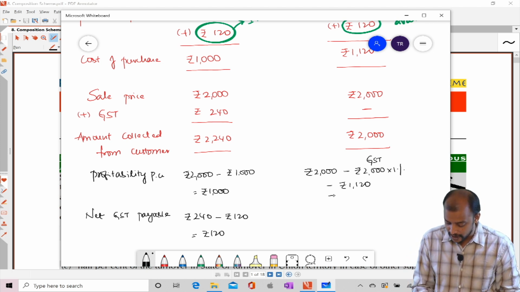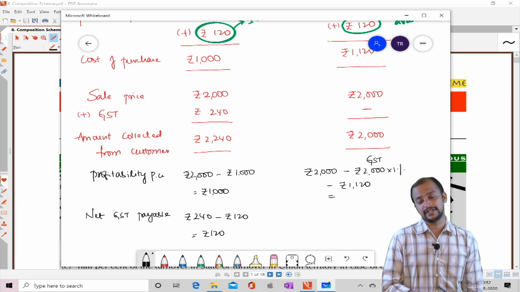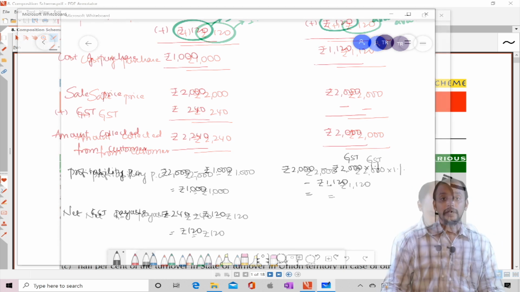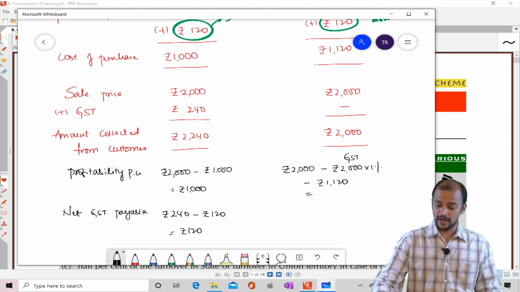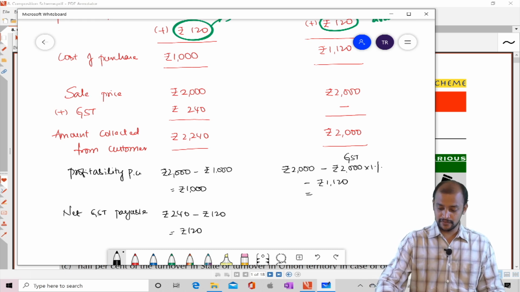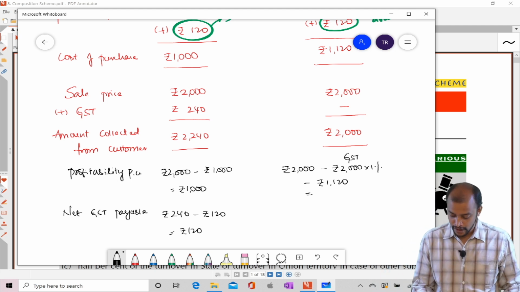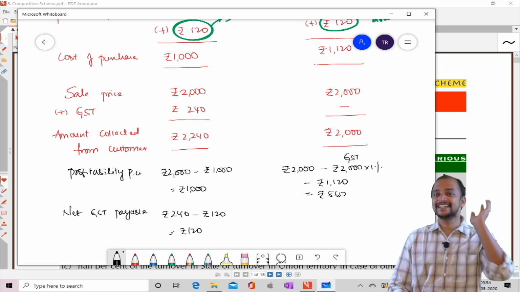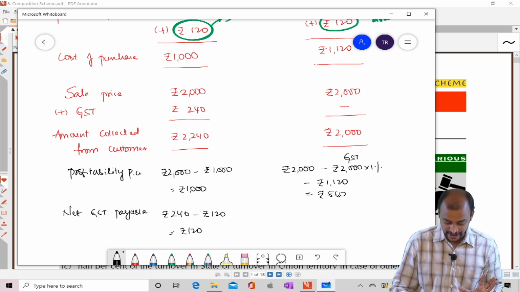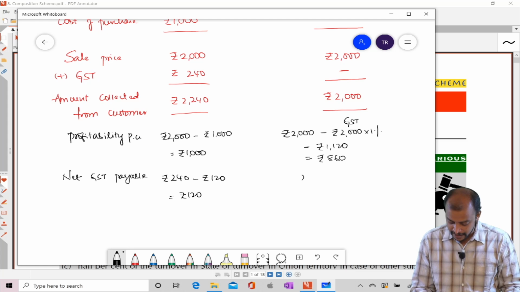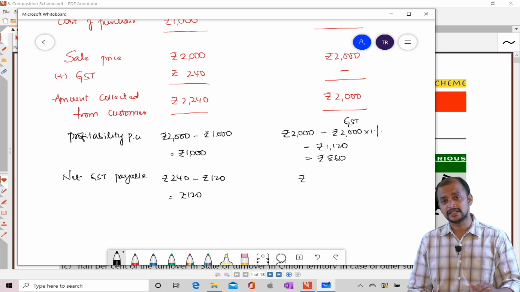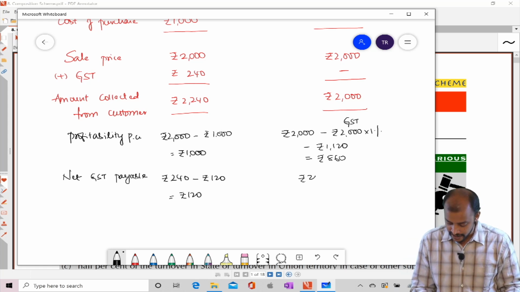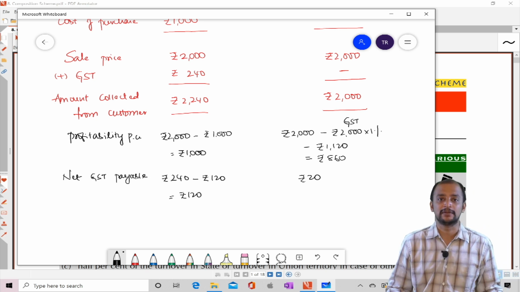So therefore what will happen to the profit? It is 2000 minus 1% of the 2000 and then minus 1120, that comes to rupees 860. Rupees 860 is the profit per unit. And what is the net GST payable? Net GST payable is 2000 into 1%, that is 20 rupees is only GST payable. ITC and all is not available.